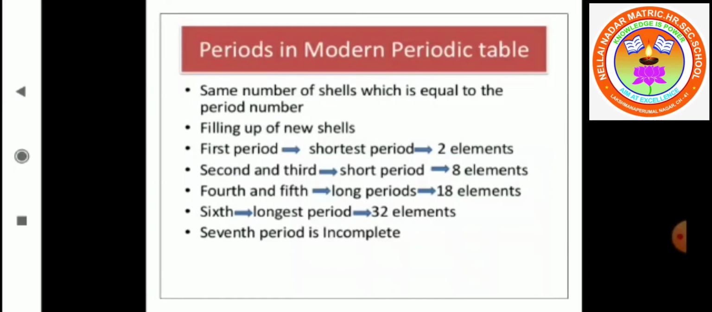If an element is called a sixth period element, it means that it has 6 shells, 6 orbits in it. Okay. So the first period consists of only 2 elements, and so it's called the shortest period. The second and third periods are called short periods because 8 elements are present in them. The fourth and fifth periods are called long periods because each period consists of 18 elements. The sixth period is called the longest period because it consists of 32 elements. The seventh period is incomplete. Okay, children.